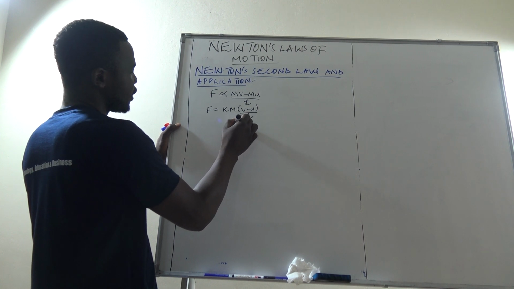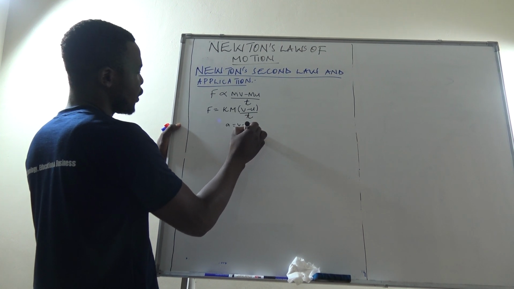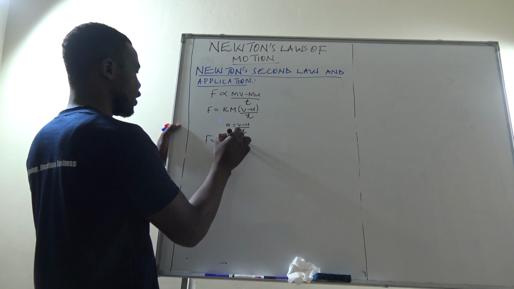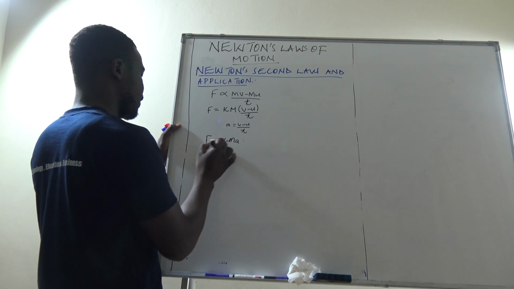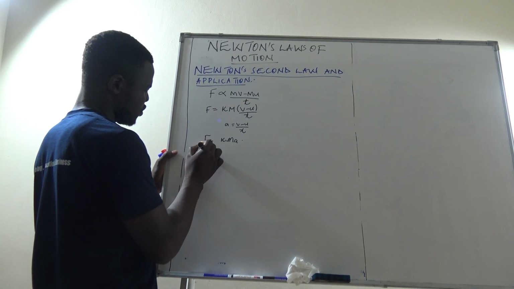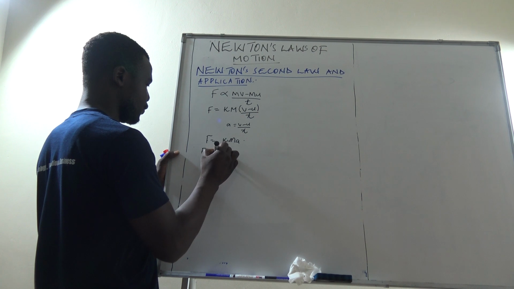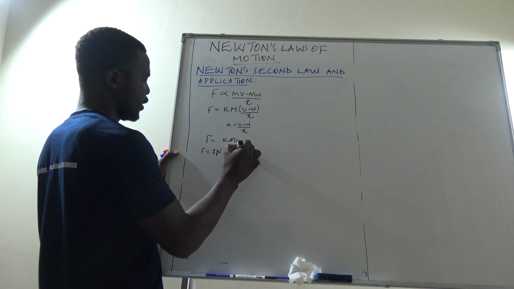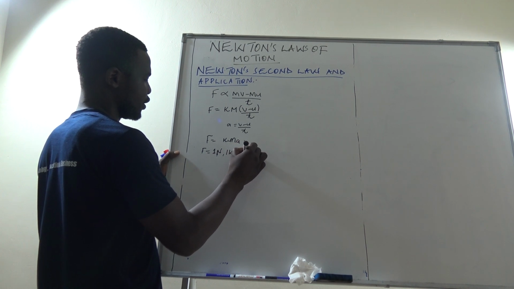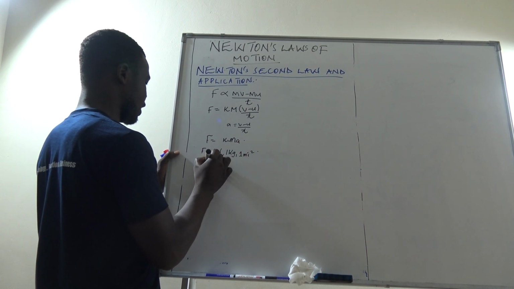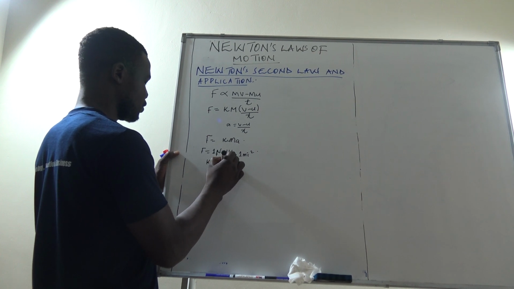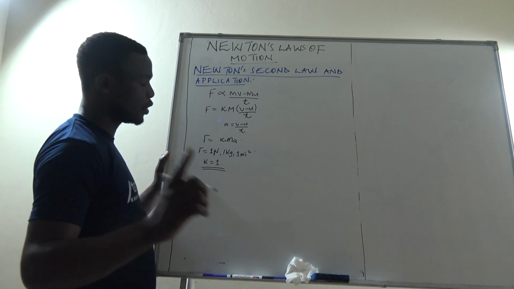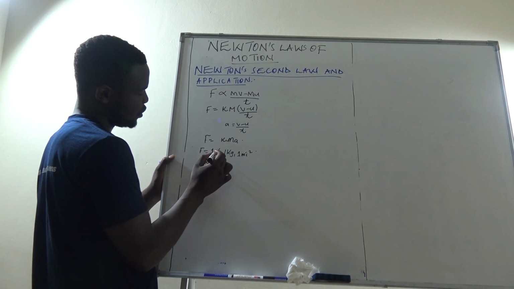But we know that acceleration is equal to v minus u over t. Therefore, our force is equal to kma. But what if the force is 1 Newton? If we use a force of 1 Newton acting on a mass of 1 kilogram, giving it an acceleration of 1 meter per second squared, this shows us that k is also 1. This value of k is also got from experimental results, and this leads us to the definition of the Newton.